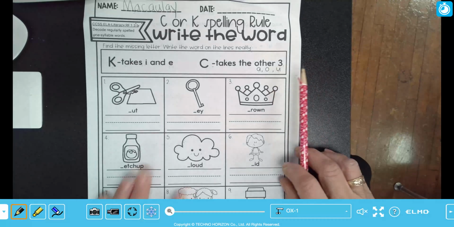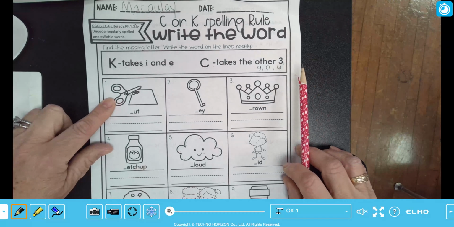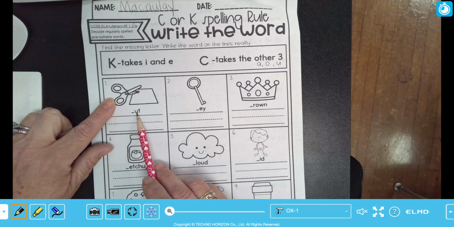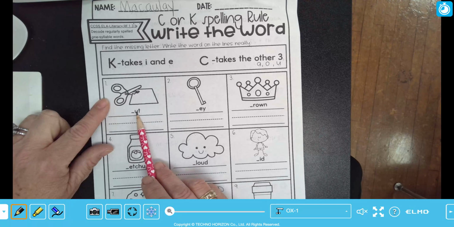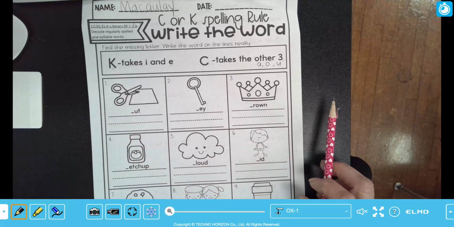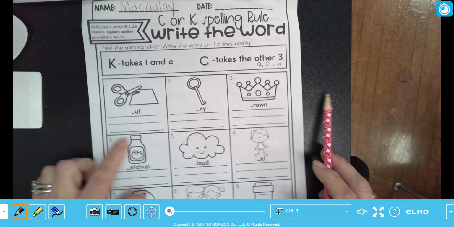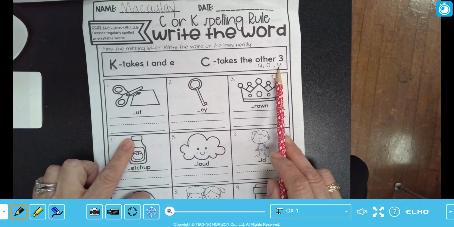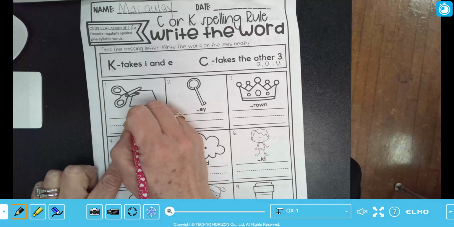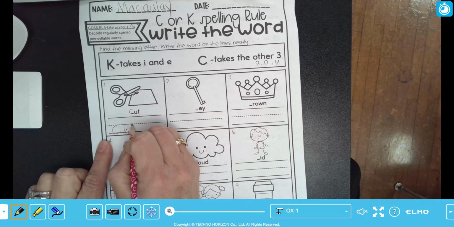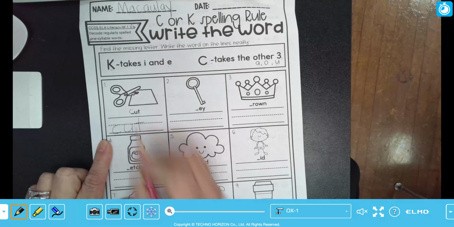Got it? Okay. So this is obviously the word cut. You hear the k at the beginning. But what follows the k? What letter follows it? Okay, so should this word cut begin with a K or with a C? Yeah, it should begin with a C because C takes the other three, and this is one of the three, the U. So we're going to write a C here, and then right here you're going to write the word cut. Go ahead and do that.